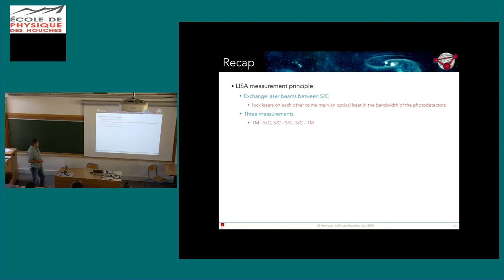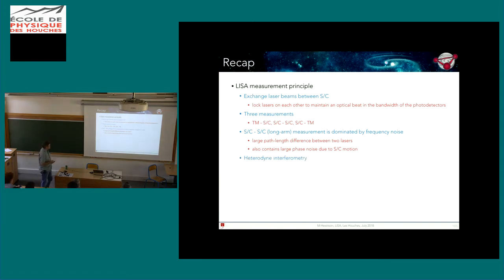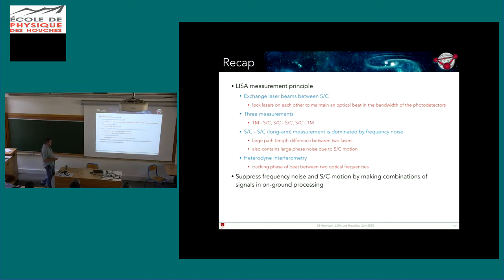Okay, so we ended up talking about these three measurements: test mass to spacecraft, spacecraft to spacecraft, and then at the other end of each arm, spacecraft to test mass, and the whole constellation of those measurements. We saw that those were dominated by frequency noise because of the large path length difference between those two lasers. We also saw that there's a large amount of phase noise due to the fact that those spacecraft are relatively noisy platforms. And we looked at what the consequences of all that is in terms of heterodyne interferometry, tracking of the phase of the beat of those two optical frequencies, and how that gives us a measurement in the end.